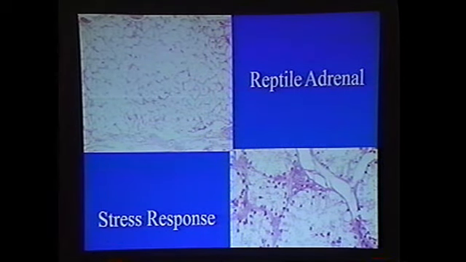Now, a manifestation of trauma in reptiles is the changes that occur in adrenals due to stress. The interrenal cells, which correspond to the cortical cells of mammals, become hypertrophied and markedly vacuolated in reptiles that are enduring some degree of stress.